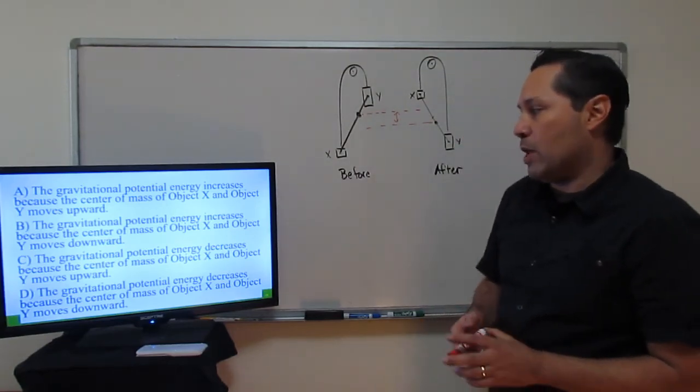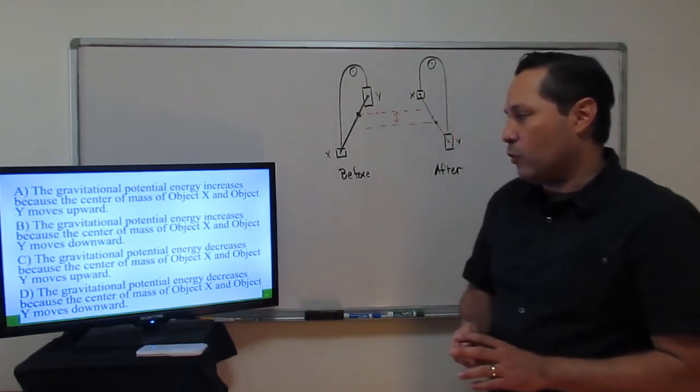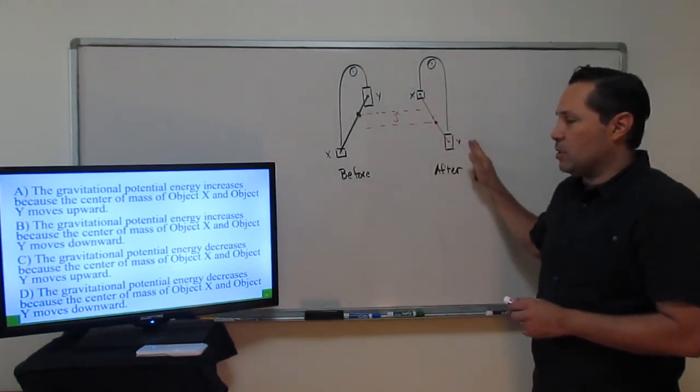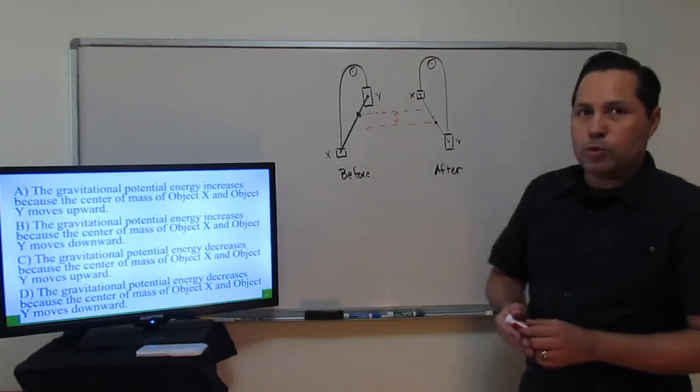The gravitational potential energy decreases because the center of mass of object X and object Y moves down, as you see in this picture. And that's the answer for problem number 21.